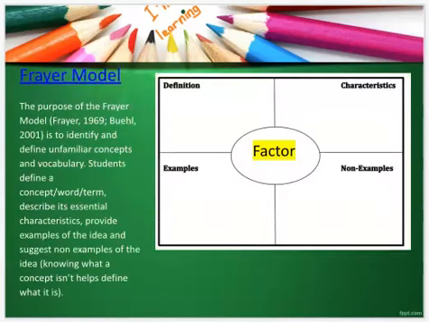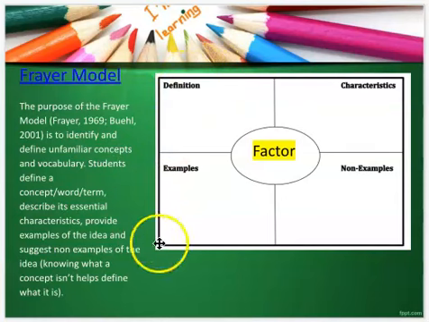All right, so a Frayer model. What is a Frayer model? So a Frayer model is a graphic organizer to help people identify unfamiliar concepts and vocabulary. Students define a concept, word, term, describe its essential characteristics, provide examples of the idea, and suggest non-examples of the idea. Knowing what a concept isn't is helpful in knowing what it is.